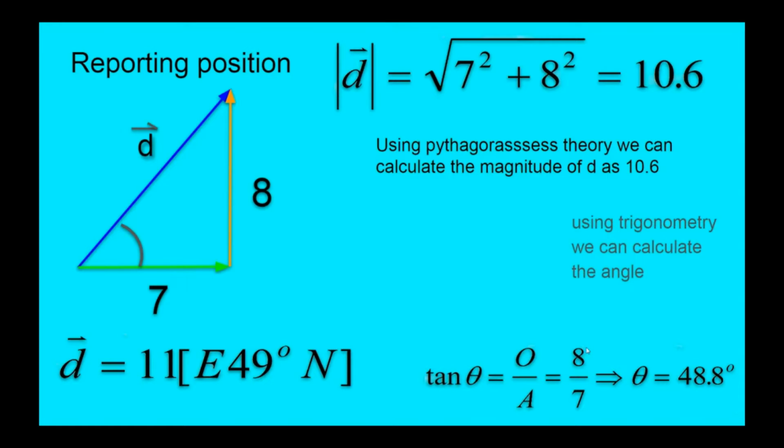Now why didn't I just write 49 degrees? In math class that would be enough. But for real world vectors they tend to say face east, then turn 49 degrees north. Right? That's all there is to it.